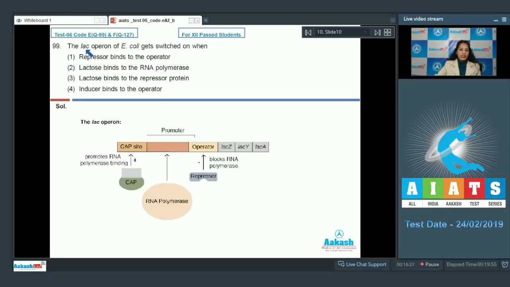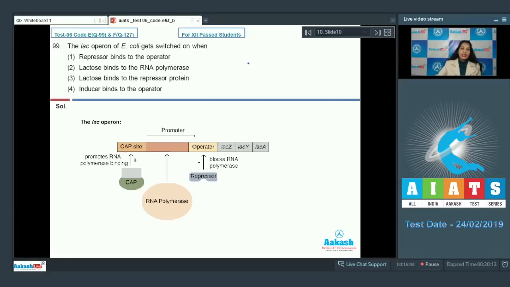Question number 99. The lac operon of E. coli gets switched on when? First option, repressor binds to the operator. Second, lactose binds to the RNA polymerase. Third, lactose binds to the repressor protein. Fourth, inducer binds to the operator.